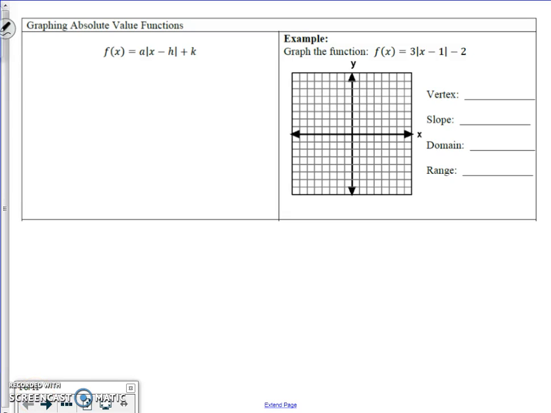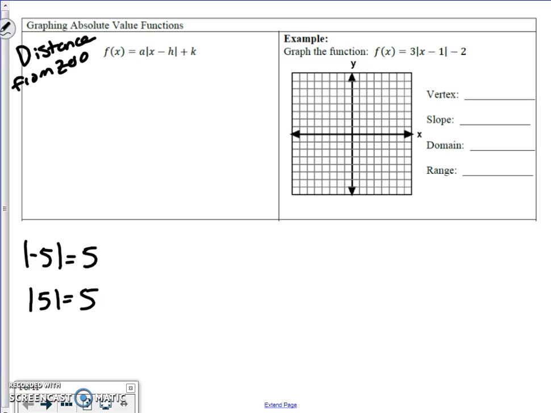All right, first thing we need to remember about absolute value functions is we're really measuring the distance from 0. And it's also important to remember then the absolute value of -5 is equal to 5, and the absolute value of 5 is equal to 5, because our distance away from 0 is still 5. In terms of our transformations, these remain pretty much the same.